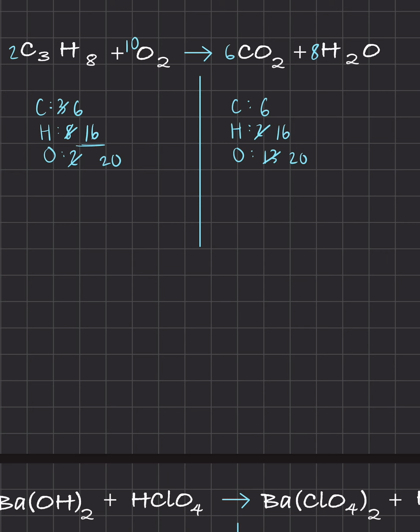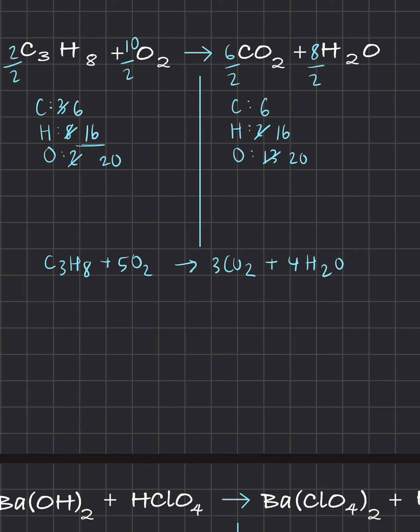So I'm going to divide all of them by 2. And it's going to be C3H8 plus 5O2 yields 3CO2 plus 4H2O.